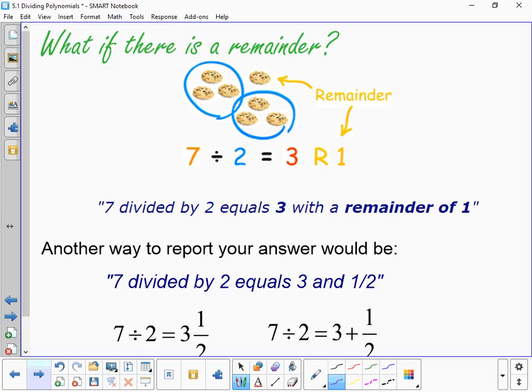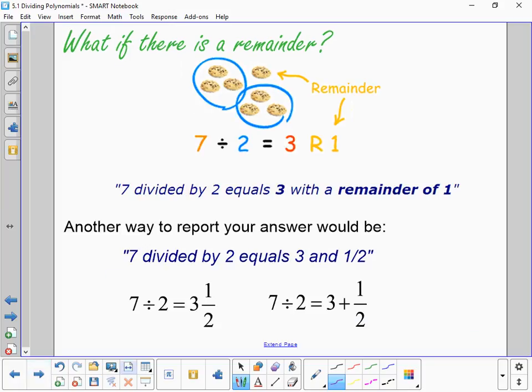Sometimes we like to report it as a fraction. So 7 divided by 2 equals 3 and 1/2. So the remainder goes over the number that you're dividing by, the divisor. And with numbers, we typically just smush that together as a proper fraction. But I think it's useful to look at it this other way, as we got our answer of 3 plus we had 1/2, or each person gets 3 cookies plus a 1/2 of a cookie.